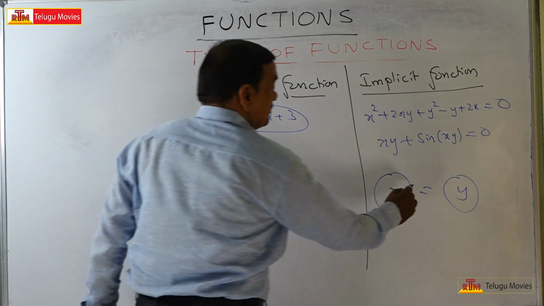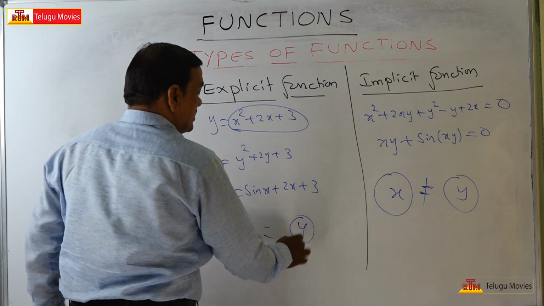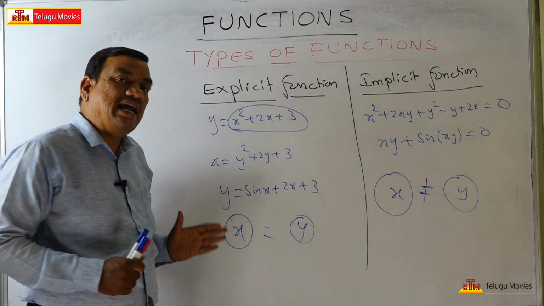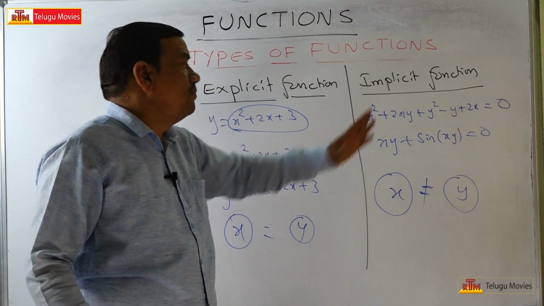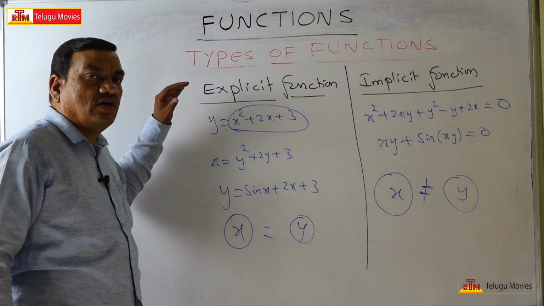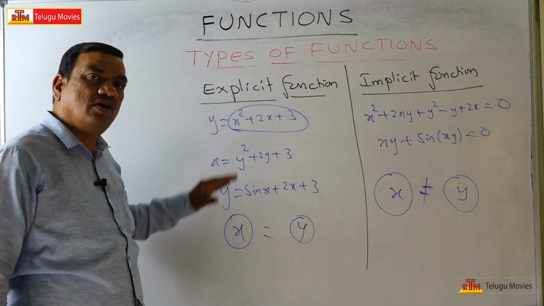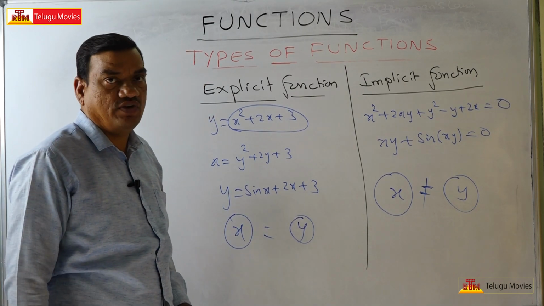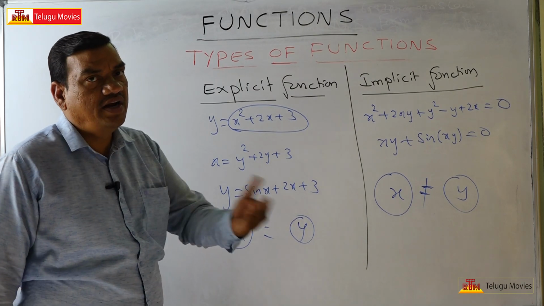If you are unable to separate it, then that is called an implicit function. If you are able to separate it, with x on this side and y on the other side, then that is called an explicit function. Explicit means you can separate. Implicit means you cannot separate. But in our discussion, almost all functions are explicit only. y is equal to, y is equal to, all are explicit functions only. Okay now? I hope that you are able to understand this concept. So let us go for the next concept.